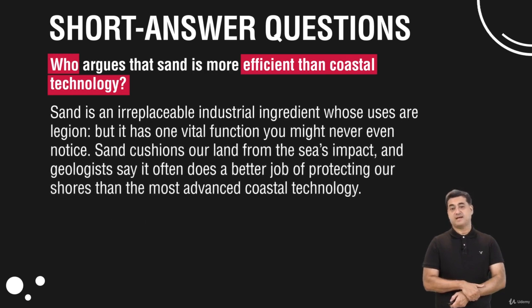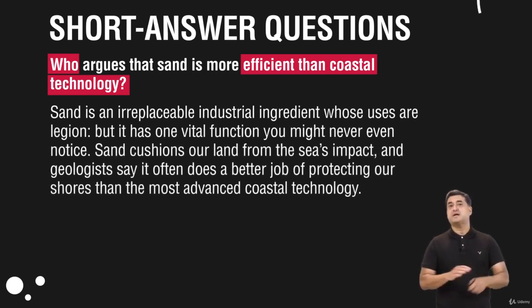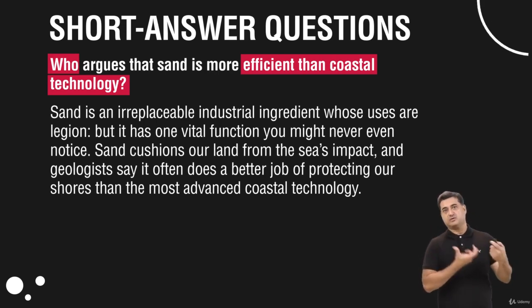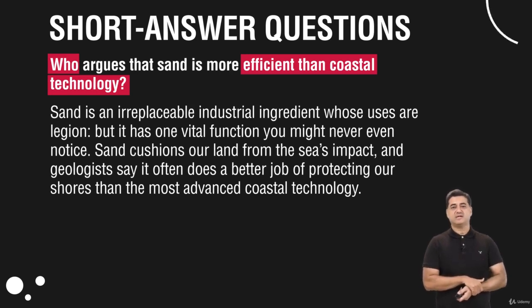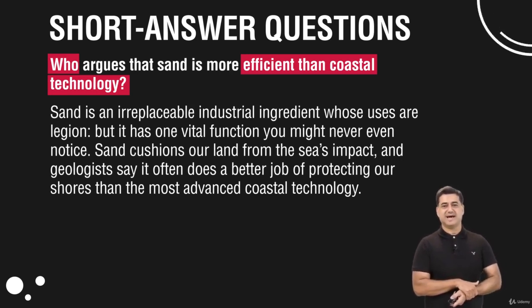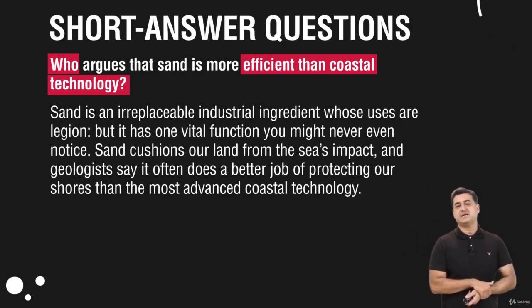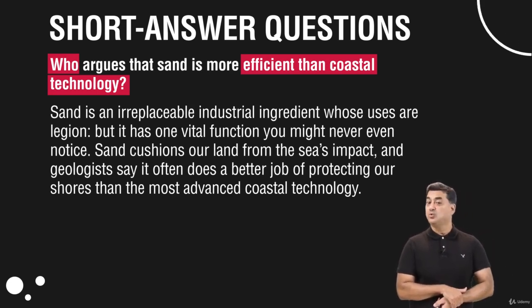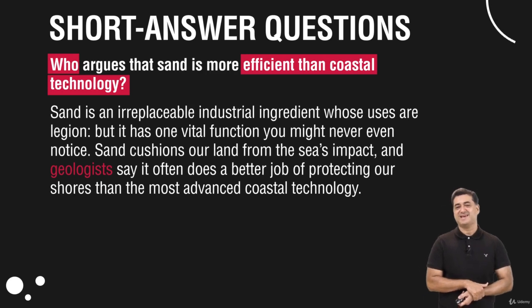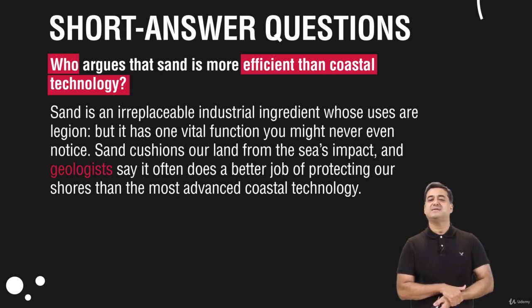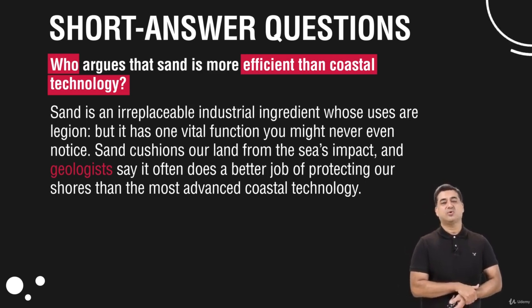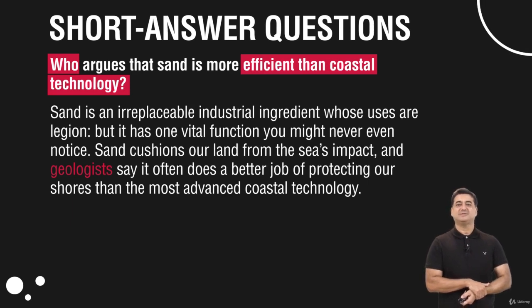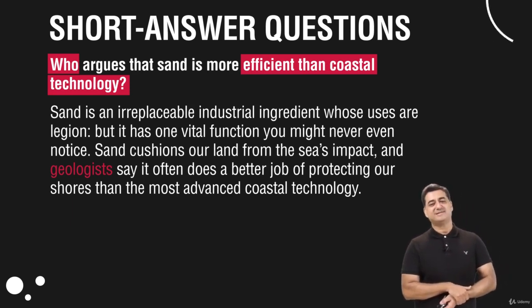Who argues that sand is more efficient than coastal technology? So the keyword is coastal technology, and who means we are talking about a person. Okay, it could be a profession, it could be a person. Let's find out. Where is coastal technology? Yeah, it's the last sentence. So let us read the complete sentence. Sand cushions our land from the sea's impact, and who says? Geologists say it often does a better job of protecting our shores than the most advanced coastal technology. So, who argues? That is the geologists.